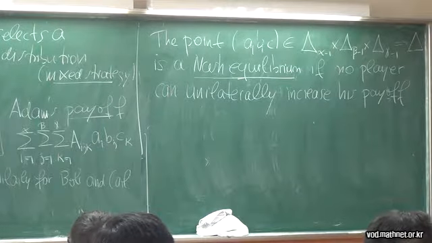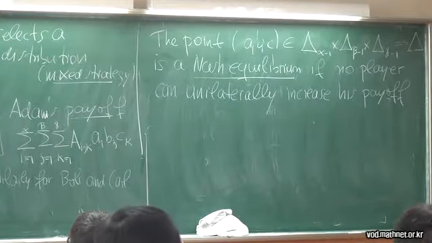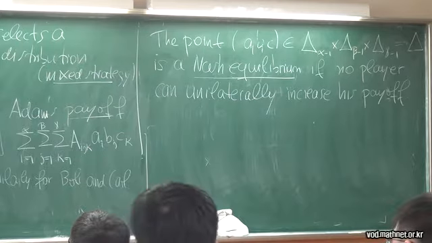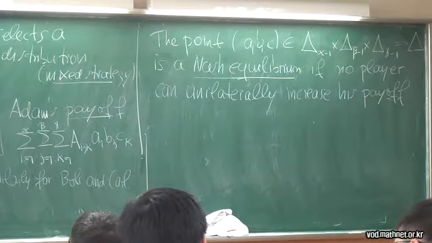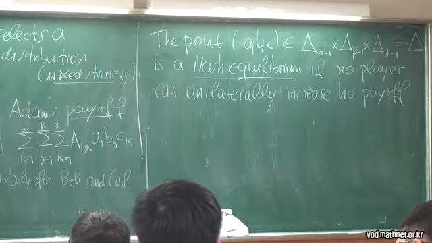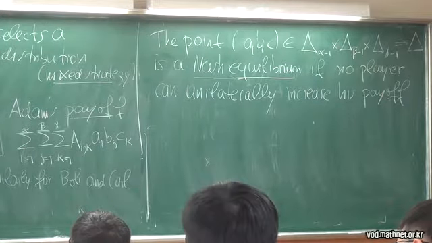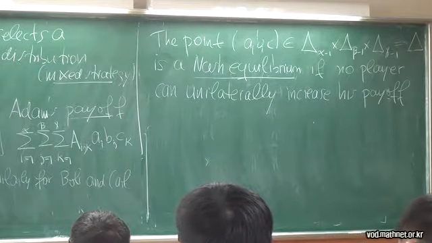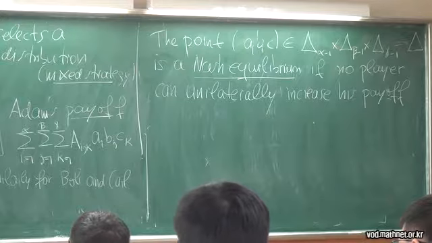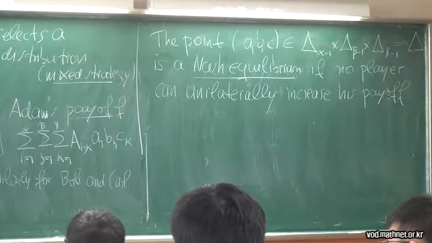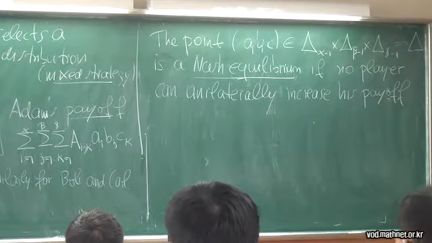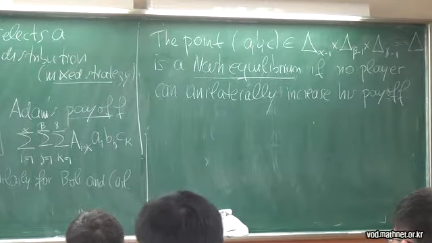They make their choices a, b, c, then they calculate their payoff. Now everybody sees the other people's choices, and Adam says, wait a minute, now that I see what Bob and Carl have chosen, maybe I can do better. Maybe I can change my choice, they keep their choices, and I get more payoff. If that's possible, then we're not in a Nash equilibrium. But if nobody by himself can increase their payoff by just changing their choice, then it's a Nash equilibrium. That's the key definition.